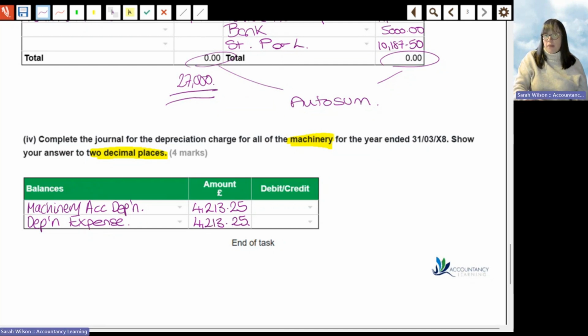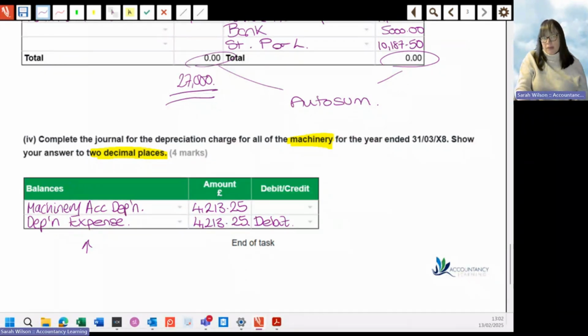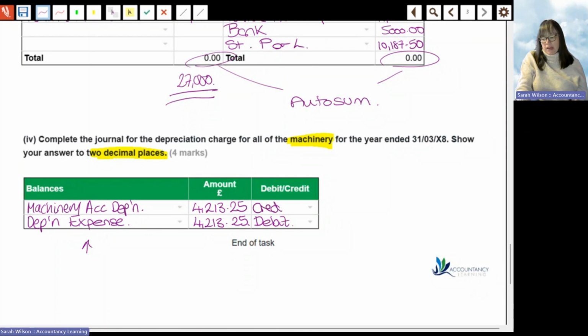And what we're going to do, debit or credit. So our expense, our account is going to be increased. So that will be our debit, and our accumulated depreciation will then be the credit. And that's the end of task 1.